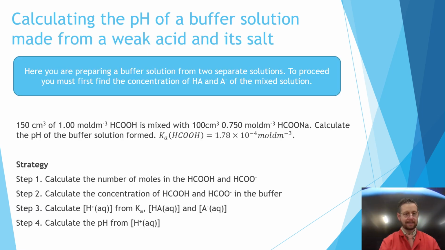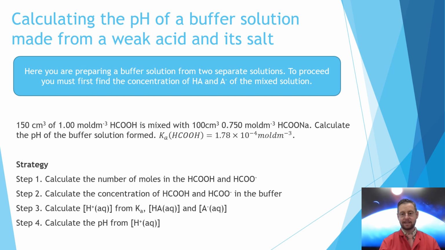So, a more complicated question here. I'll give you a second just to read it. It says that 150 centimeters cubed, as a volume, of 1 mole per decimeter cubed, that's a concentration, of HCOOH, that's an acid, is mixed with 100 centimeters cubed, that's a volume, of 0.750 moles per decimeter cubed, that's a concentration, of HCOONa, that's a conjugate base. Calculate the pH of the buffer solution formed, and they give you the dissociation constant.